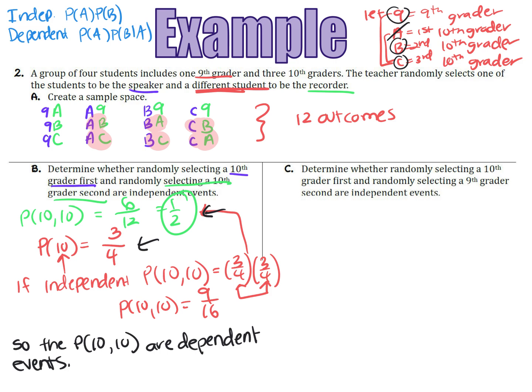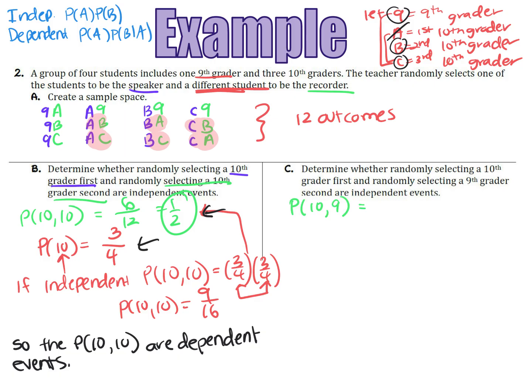Part C is really similar to part B. So I actually want you to pause the video, use part B as your model, and see if you can determine if these 2 events, getting a 9th grader after getting a 10th grader, are dependent or independent events. Then unpause the video and see how you did.